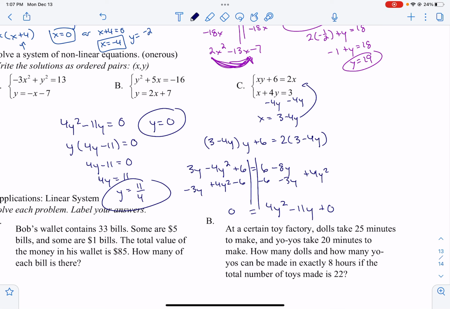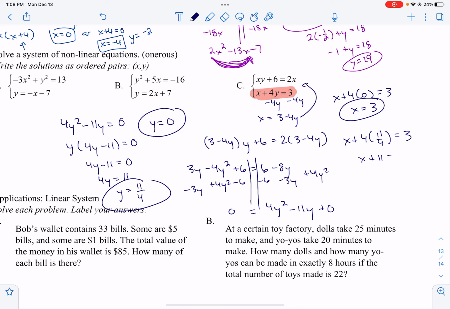So I know my two y's. Now I'm going to plug them into this equation right here. So x plus 4 times 0 equals 3. That means that x equals 3. Cool. x plus 4 times 11/4 equals 3 means x plus 11 equals 3, which means x equals -8. So there's my two answers. When x is 3, y was 0. And when x was -8, y was 11/4.